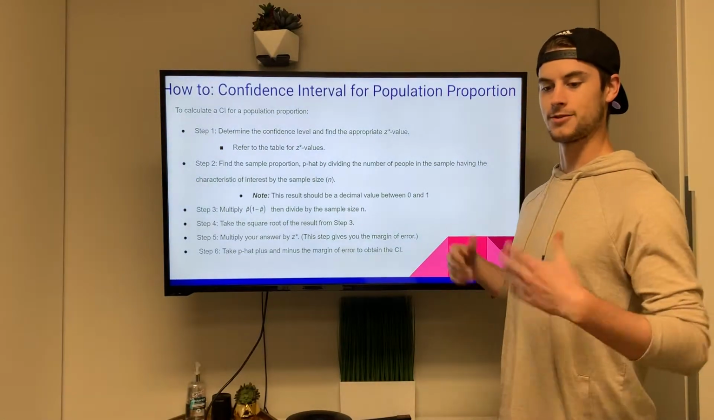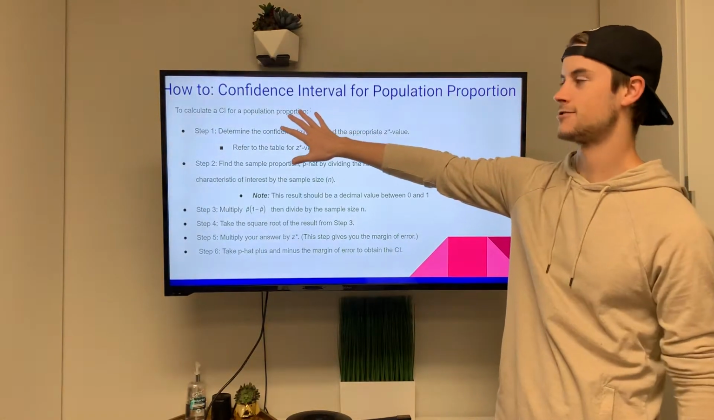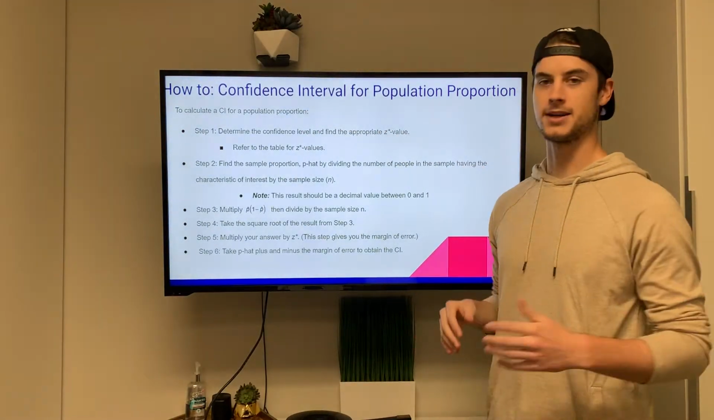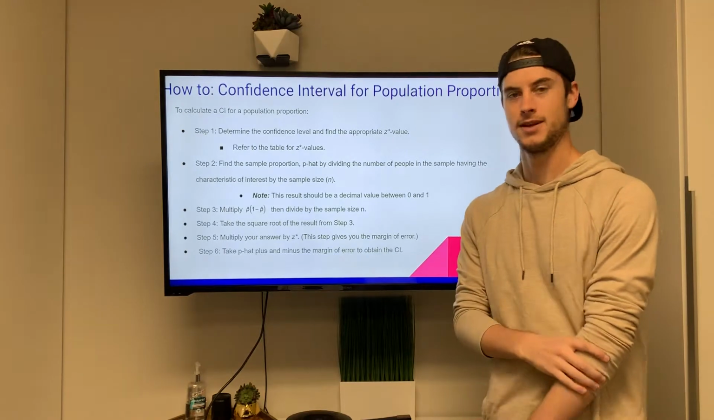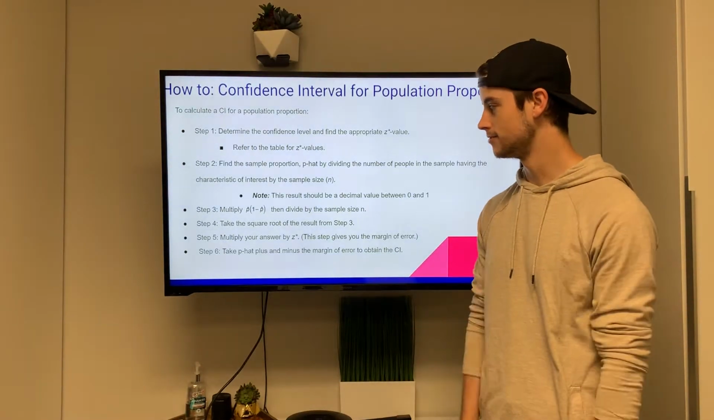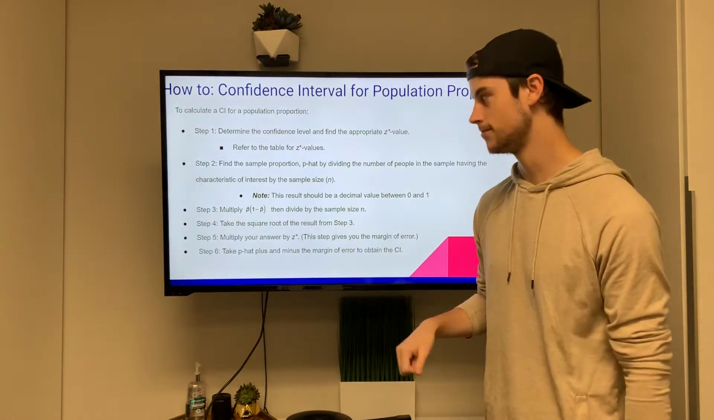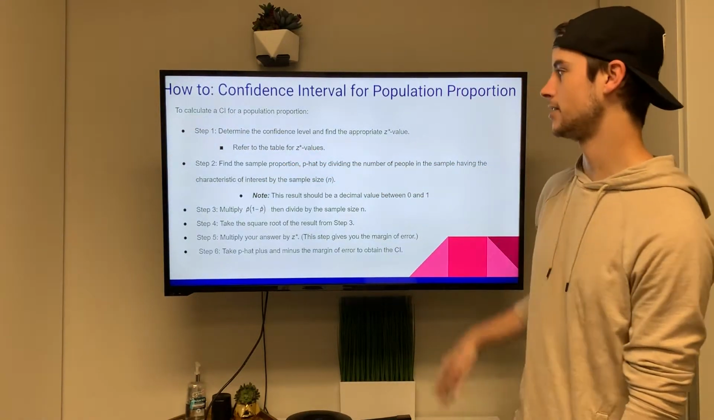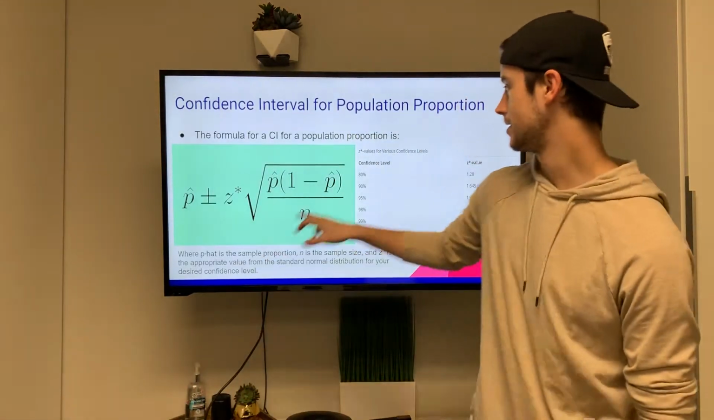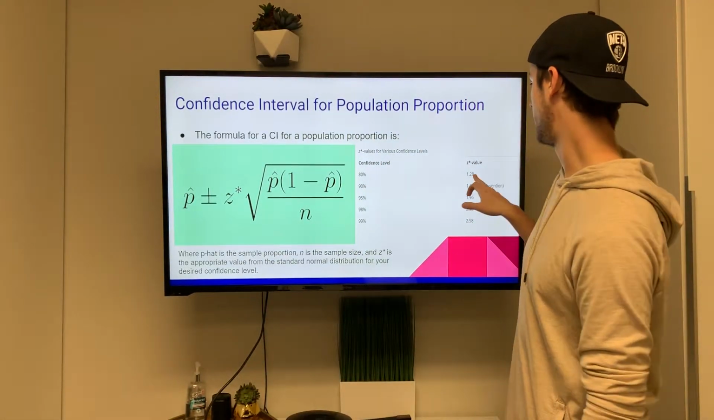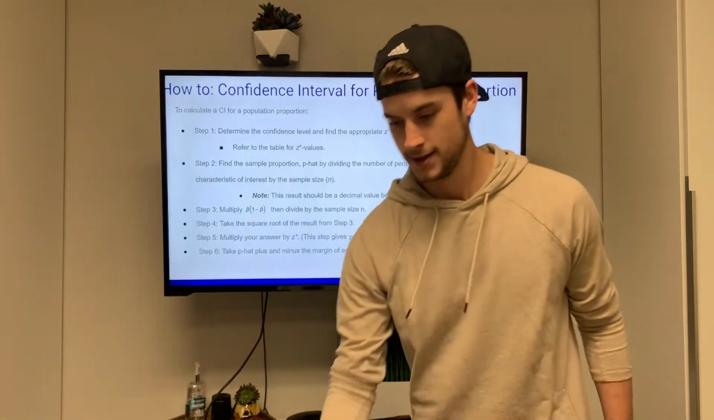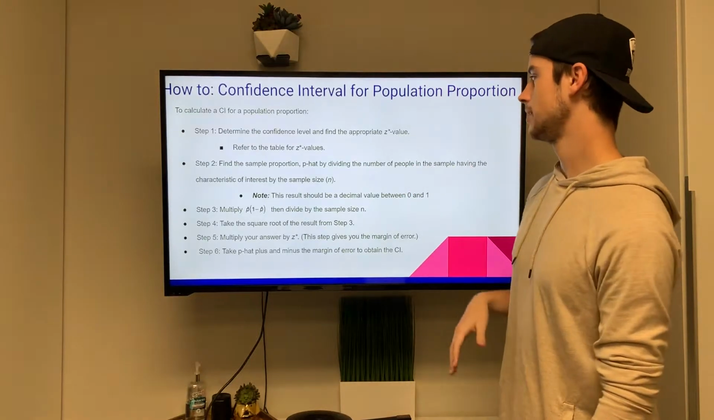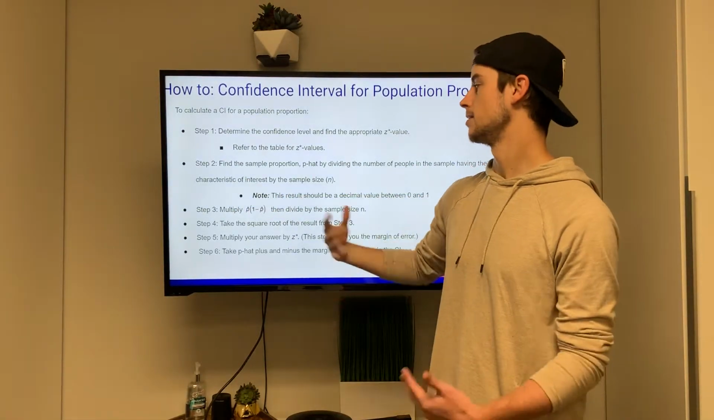All right, so how to. I give you step-by-step instructions how to find a confidence interval for this population proportion, okay? Really easy, step-by-step. There's only 6 steps here, so if you are struggling, always refer back to this slide and the next one, okay? So step 1, determine the confidence level, find the appropriate z-value. Step 2, find the sample proportion p hat by dividing the number of people in the sample having the characteristic of interest by the sample size, right?